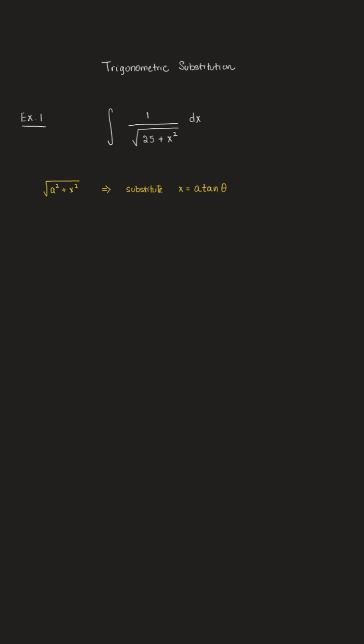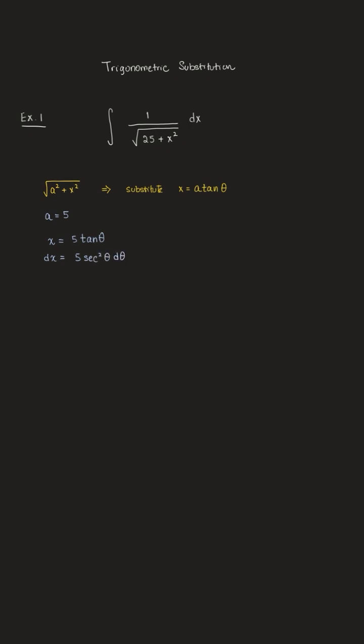That's going to mean that we're also going to have to replace the dx, the differential with respect to x. So let's get started with this example. And it is in this form where a is equal to 5, since a squared is 25. So our substitution will be, let x equal 5 tangent theta, and dx, the differential dx, will be the derivative of x times d theta. So that will be 5 secant squared theta d theta.